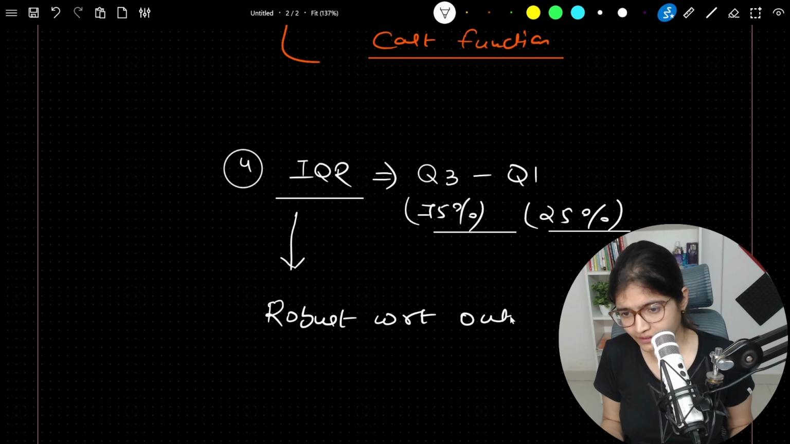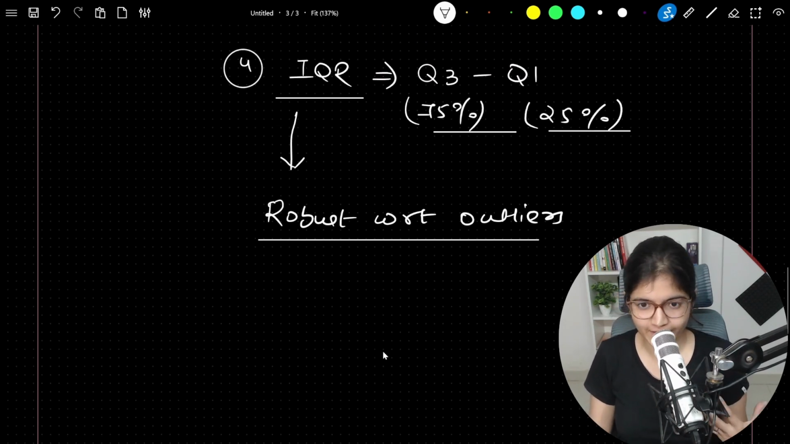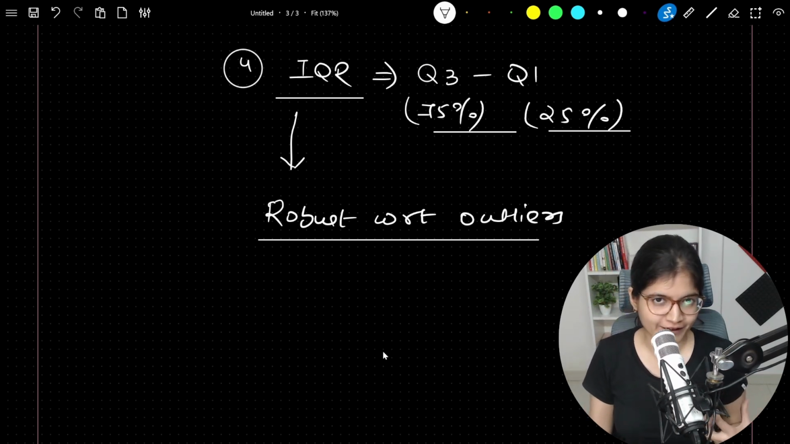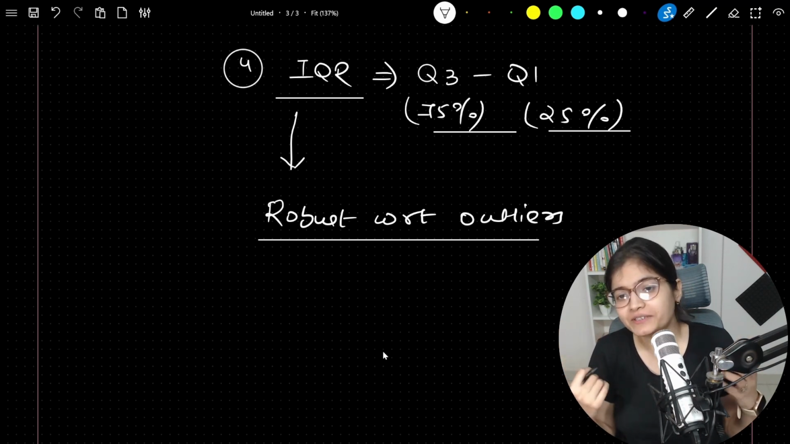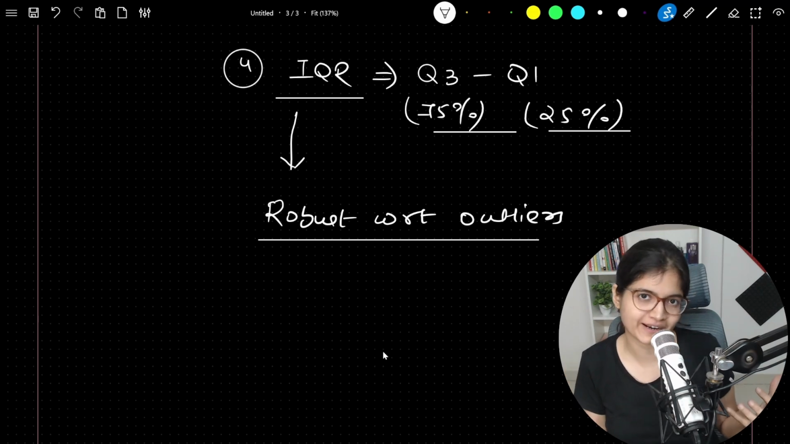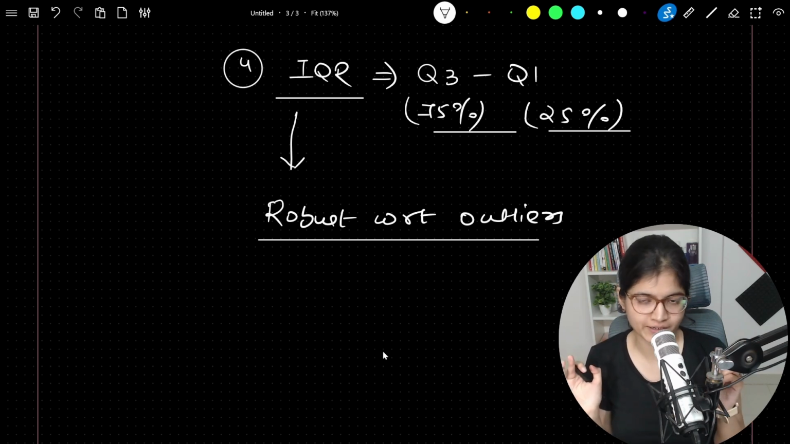What is the meaning of that? Whenever you have outliers in a given data and you want to check the measure of dispersion or the spread of a given data, go with the IQR. Because the beauty of this specific metric is that it is not dependent on the extreme ends, extreme minima or extreme maxima. It completely depends upon the values available at the 75 percentile and 25 percentile.